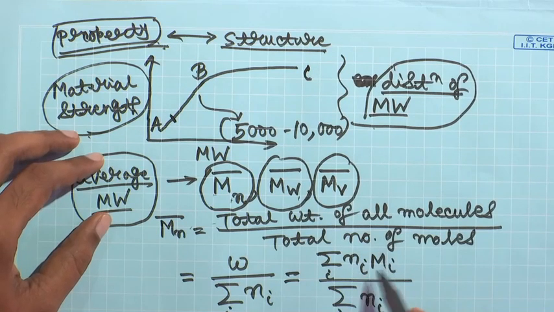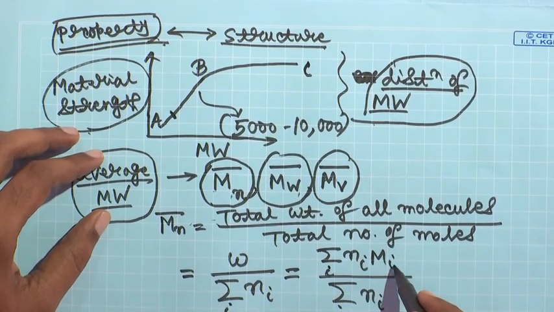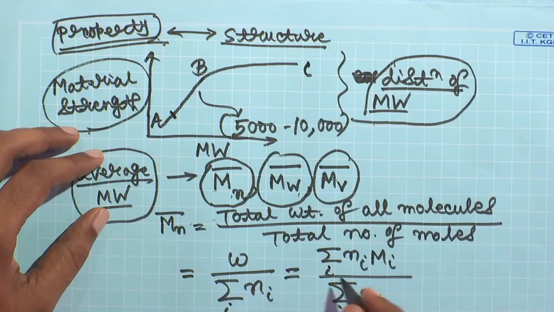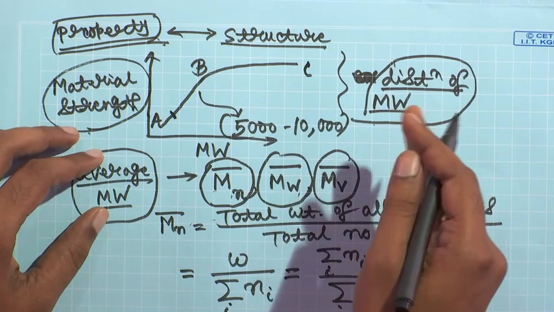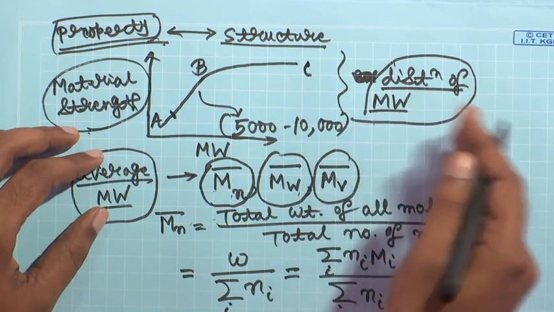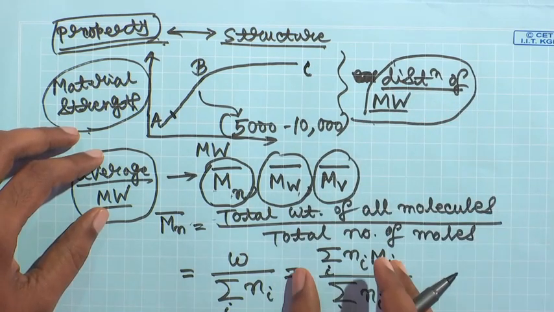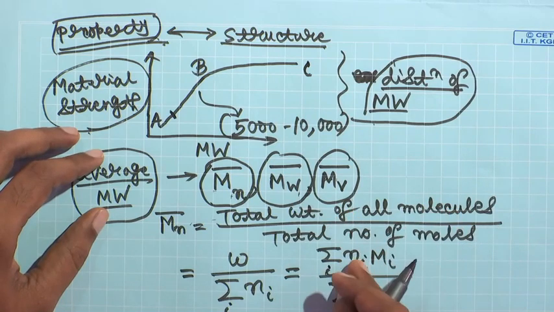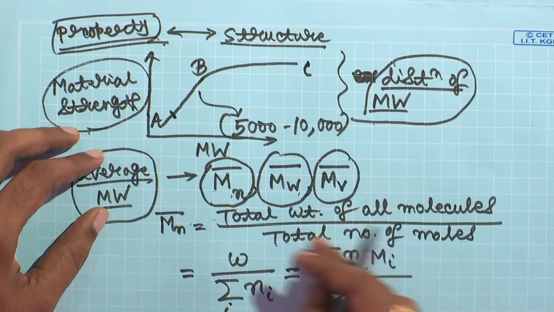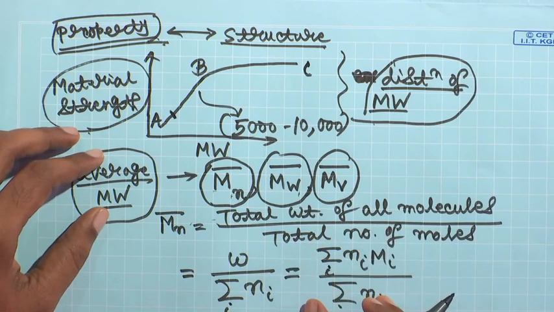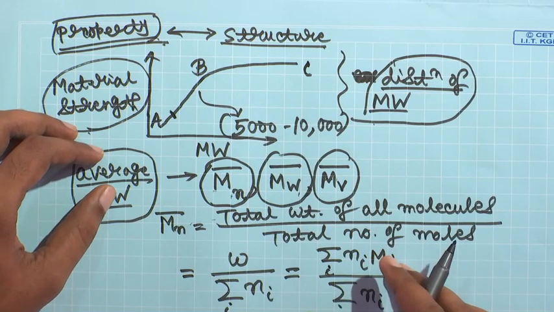This means you are summing over all i's. You may have N1 moles of molecules which have molecular mass M1, N2 moles of molecules which have molecular mass M2, and so on. So, suppose you have 10 kinds of molecules of molecular weight M1, M2, M3 up to M10, and the corresponding numbers of moles are N1, N2, N3 up to N10, then this is the summation. The total weight is the number of moles times the molecular mass, summed up and divided by the total number of moles. Now, this is the expression of Mn.